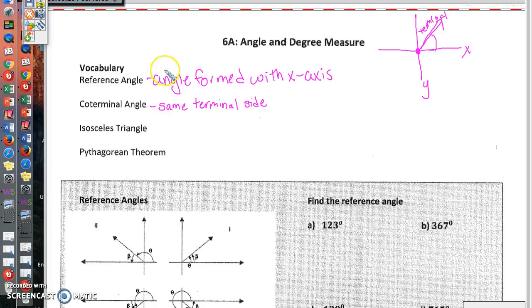A reminder of what an isosceles triangle is: two congruent sides, and it also has two congruent angles. And then the Pythagorean theorem, that a squared plus b squared equals c squared.